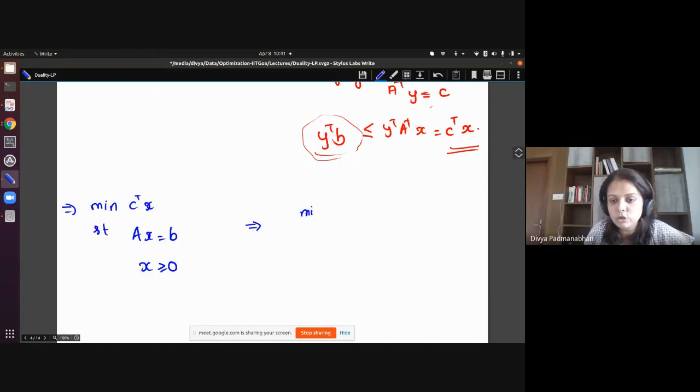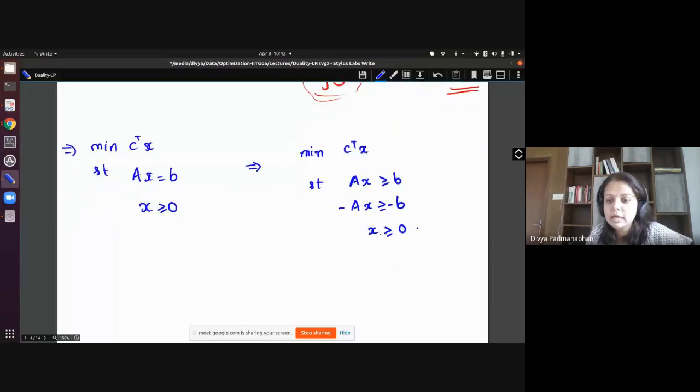This is equivalent to minimize C transpose X such that AX is greater than or equal to B, and also AX less than or equal to B, right? So it's the same. You can just replace this with inequalities. Now this AX less than or equal to B is the same as minus AX greater than or equal to minus B. Okay, so now you can write the same way that we did. You can stick to one form and then you can also derive the dual based on that.